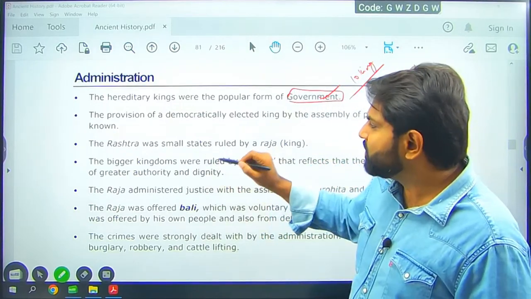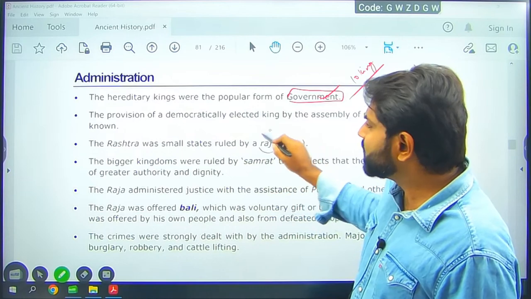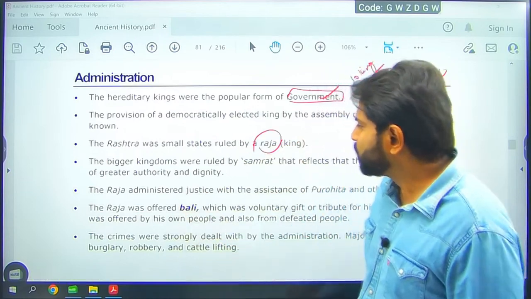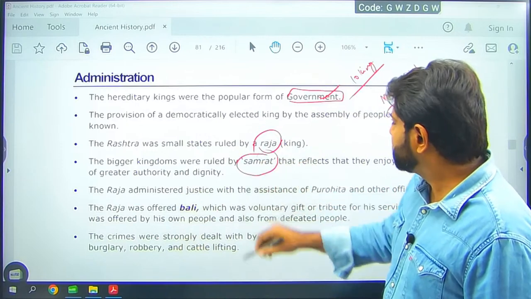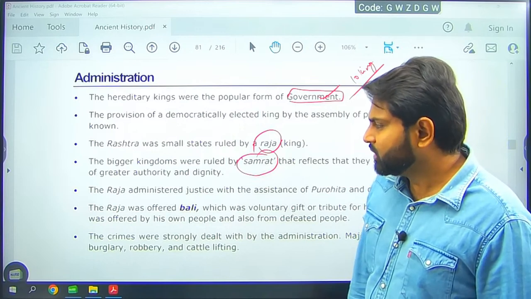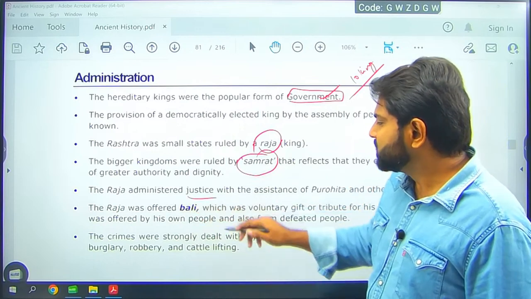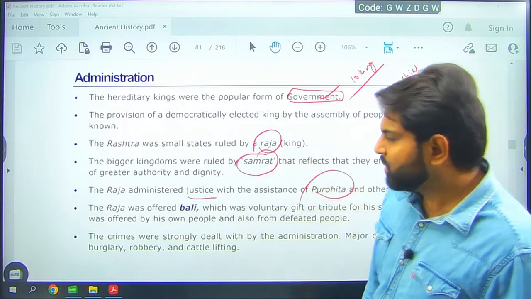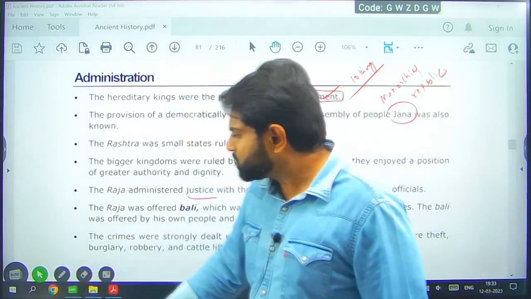The Rashtra was a small state ruled by a Raja. Rashtra means small state. The bigger kingdoms were ruled by a Samrat. That reflects that they enjoyed a position of greater authority and dignity. The Raja administered justice with the assistance of the Purohita. Religion is the source of ethics, the source of law.